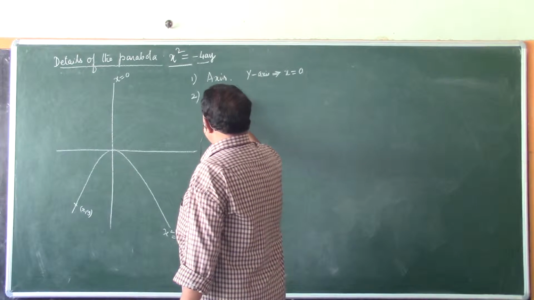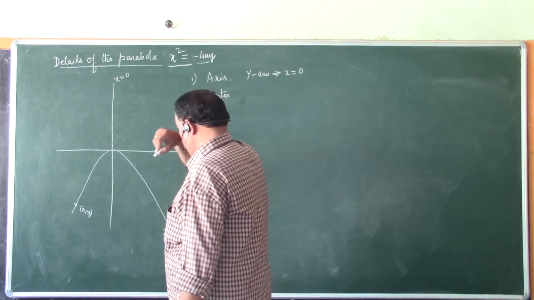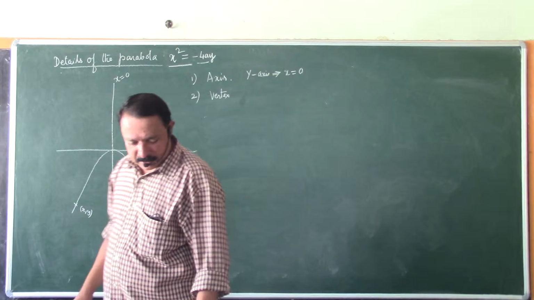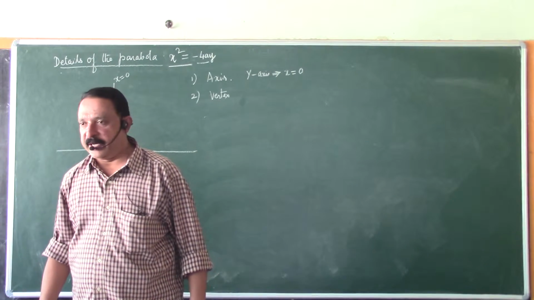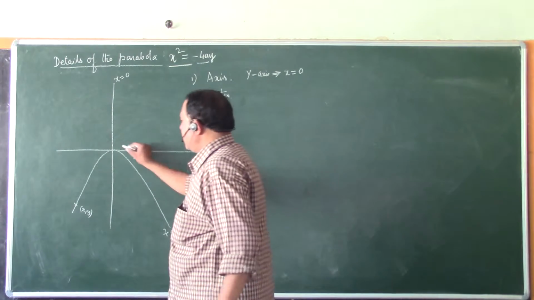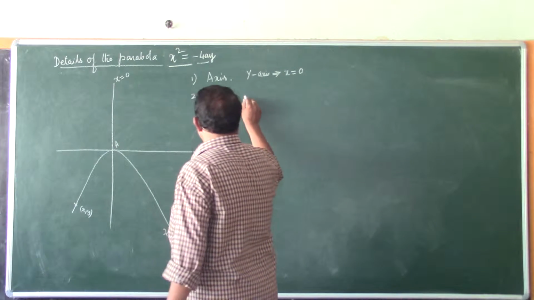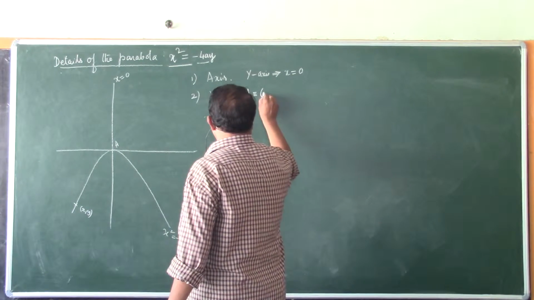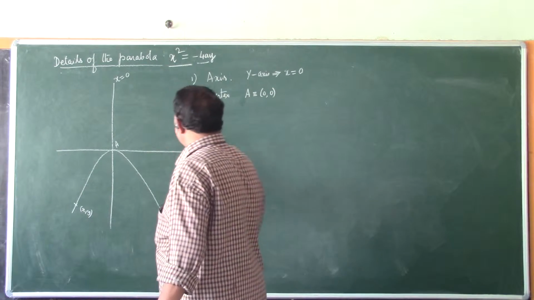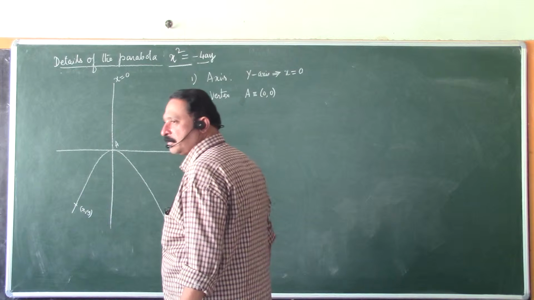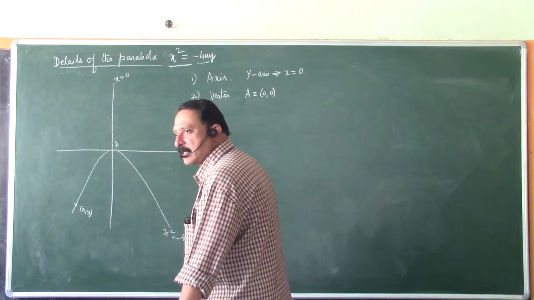Where is the vertex? What do you mean by vertex of a parabola? The vertex of a parabola is the point where the curve takes a blunt turn from infinity to infinity. And vertex is denoted by A. So A is the origin, which is 0, 0. And third, this is vertex.